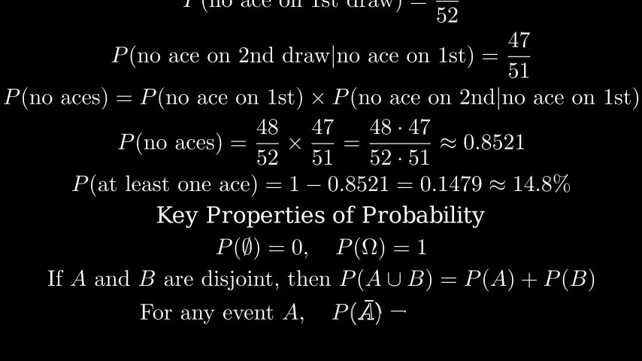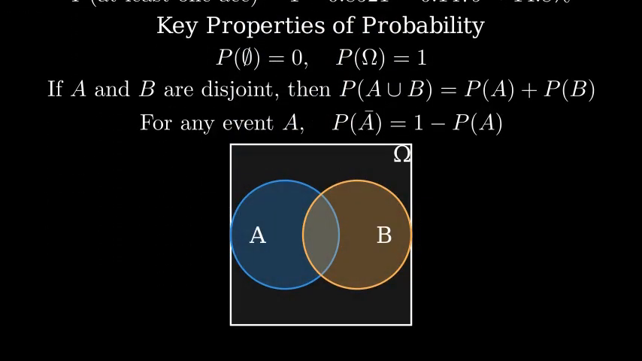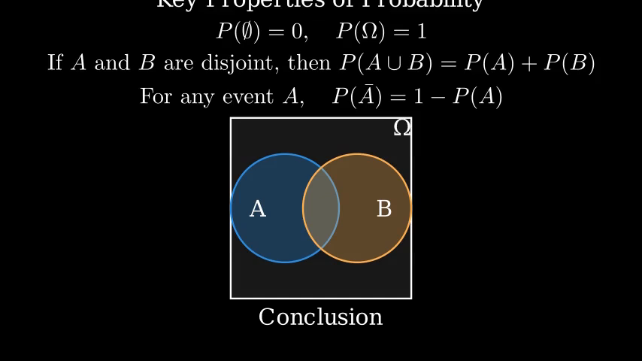For any event A, the probability of A not occurring, denoted as A bar, is 1 minus the probability of A occurring. We can visualize these properties using Venn diagrams, which help us understand the relationships between events in a sample space. In summary, probability gives us a mathematical framework for quantifying uncertainty and analyzing random events.